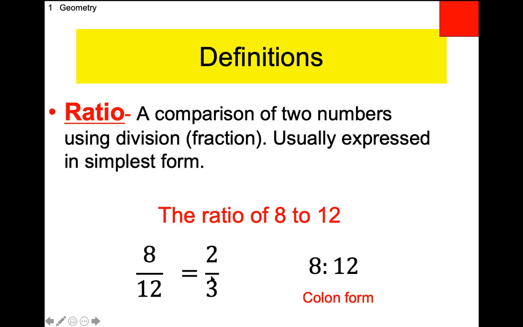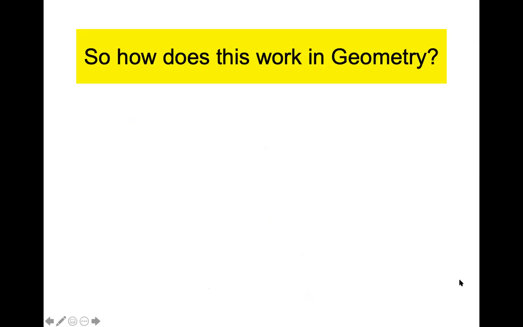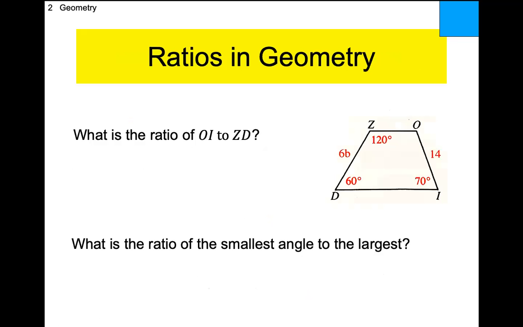This is called fraction form, and this is called colon form. And we saw that in pre-algebra. All right, how do you do ratios in geometry? Well, it's not any more complicated.